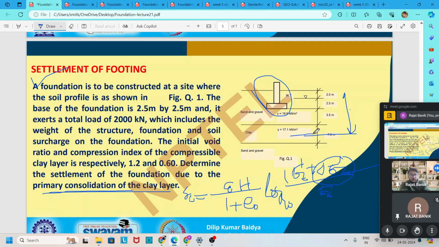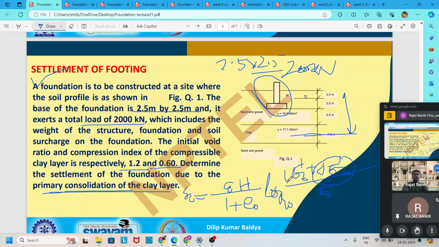So at the middle of this clay layer, the load given, which is increased due to the construction of the foundation, is 2000 kilonewton, and the foundation size is given as 2.5 by 2.5 meter. The initial void ratio is given as 1.1 and the compression index as 0.60. So we first have to find the effective stress at the middle depth and the increase of pressure at the middle depth.